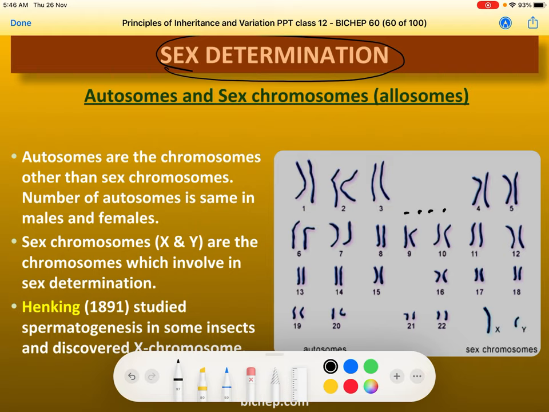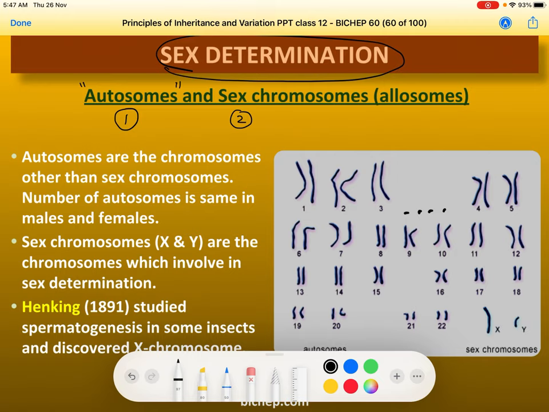So we can say we have two sets of chromosomes. The first set is autosomes and the second set is sex chromosomes. The first set is termed autosomes because they are responsible for controlling your structural and functional traits, all the traits which are not connected with either sexual behavior or sexual structure and function. That set of chromosomes controlling characters not linked with sexual structure or function is called autosomes, right?